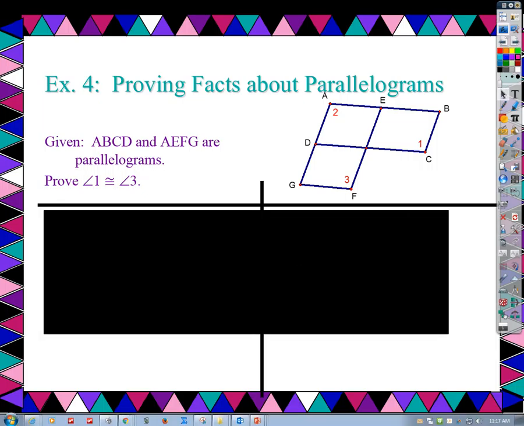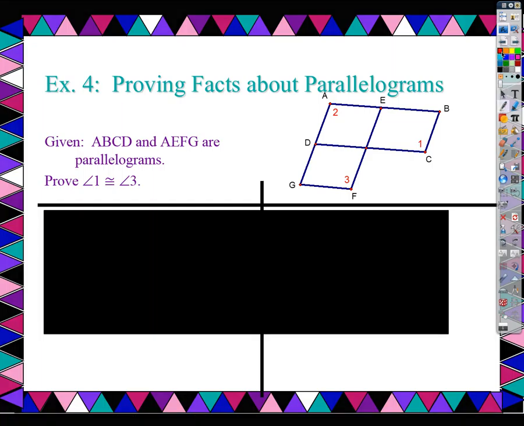See if we can actually come up with a proof. We're trying to prove that angle 1 is congruent to angle 3, given that quadrilateral ABCD is a parallelogram and so is AEFG. It might be helpful to color code those, so we'll make this one red. ABCD, so that's this guy, right? And how about if we make this one blue?